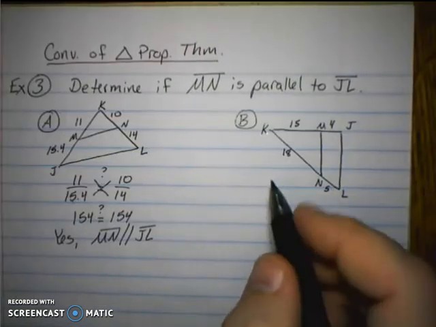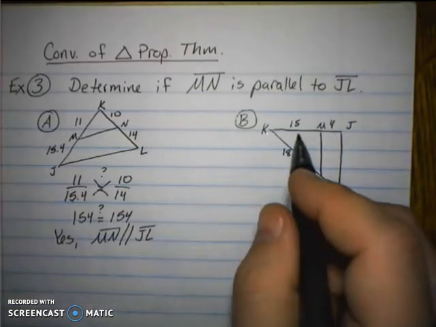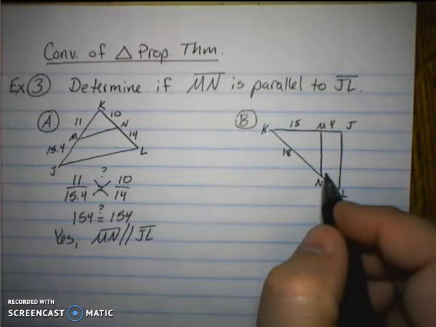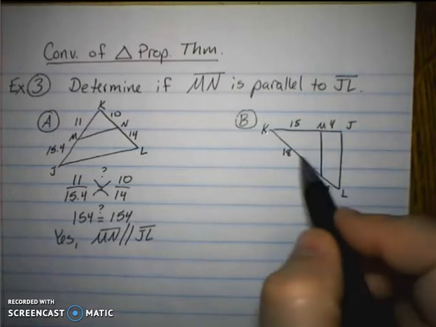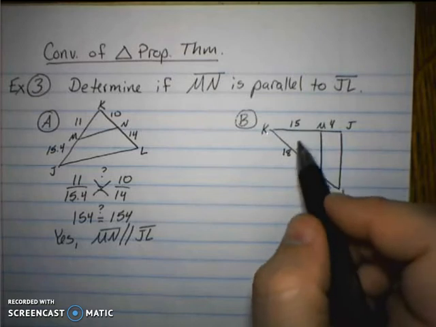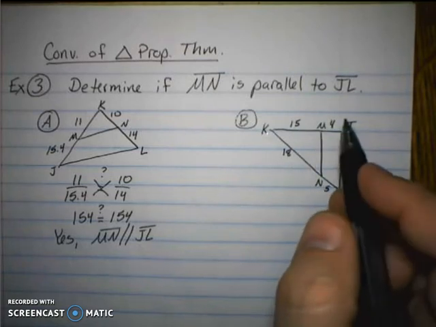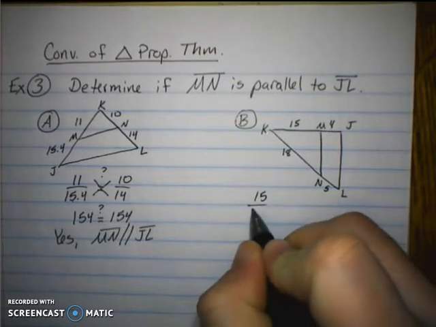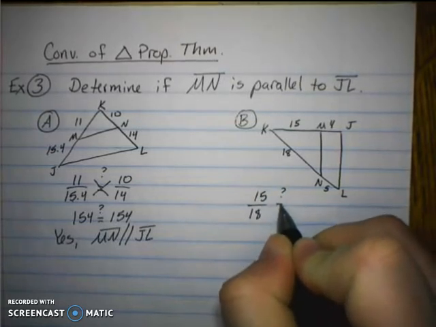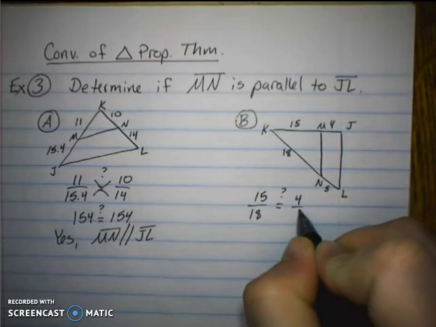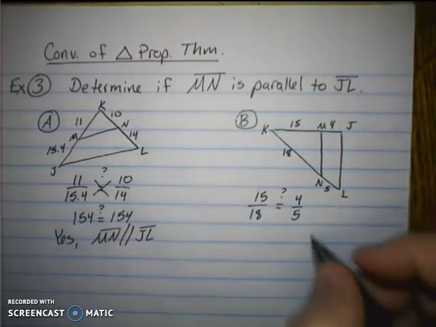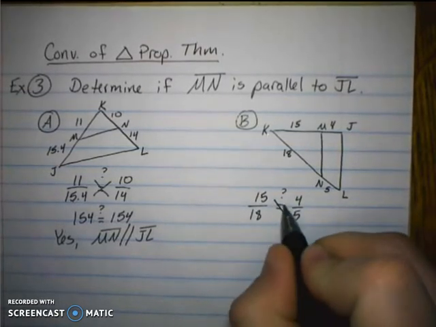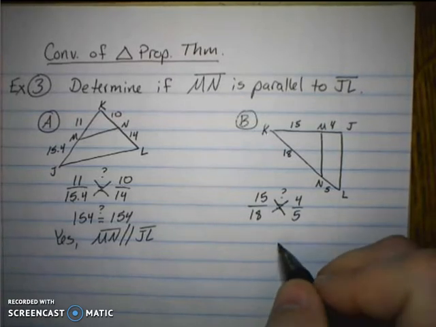Okay, so we're going to try that again on part B. We're going to check these segments to see if they are in fact proportional. You could write this a couple different ways. I'm going to do 15 over 18 equals 4 over 5. We're going to see if that's true. So I'm going to put a question mark above the equal sign. And then we'll cross multiply. Multiply 5 times 15 and 18 times 4.